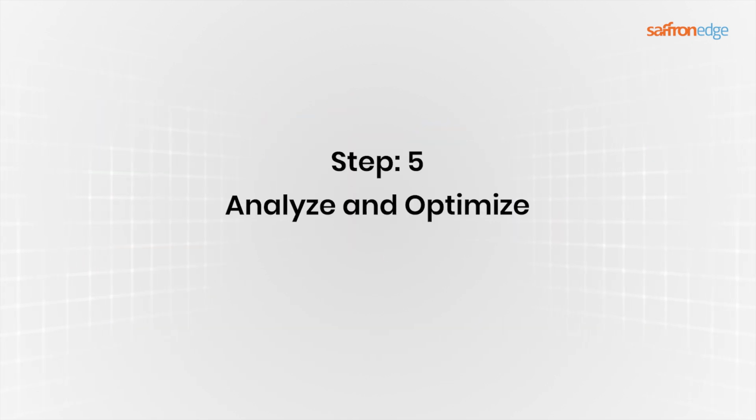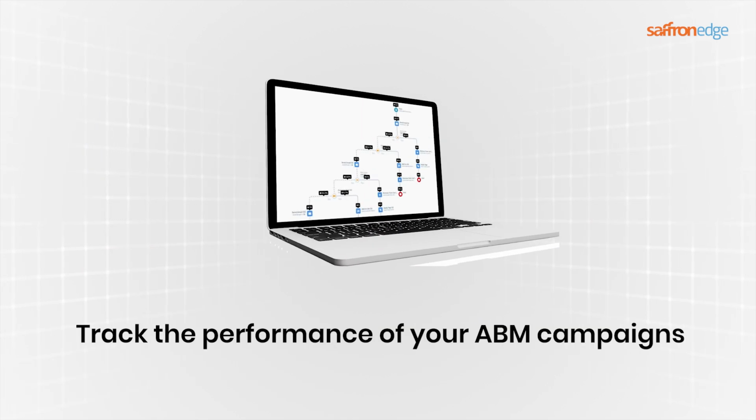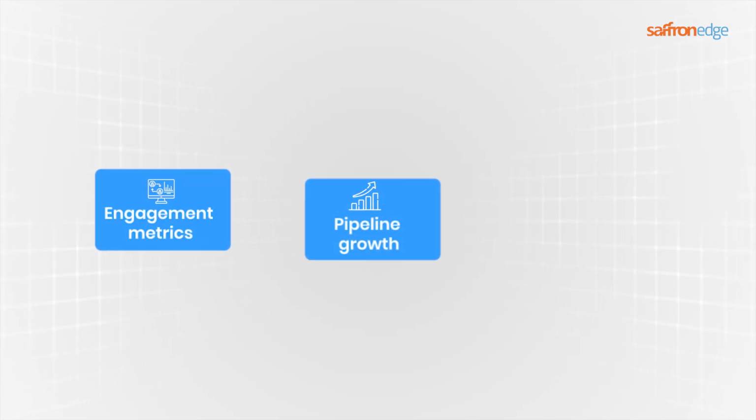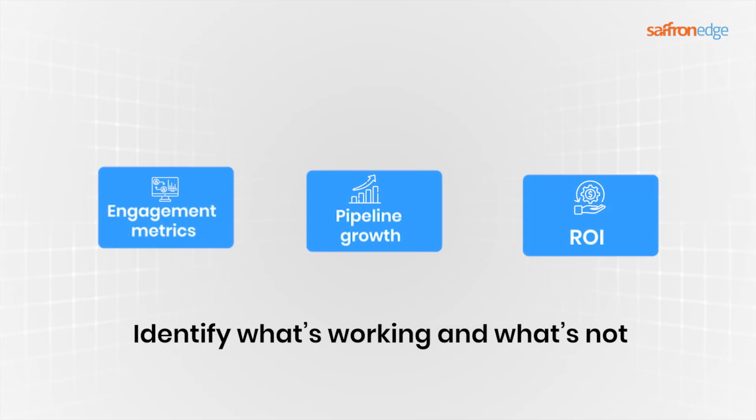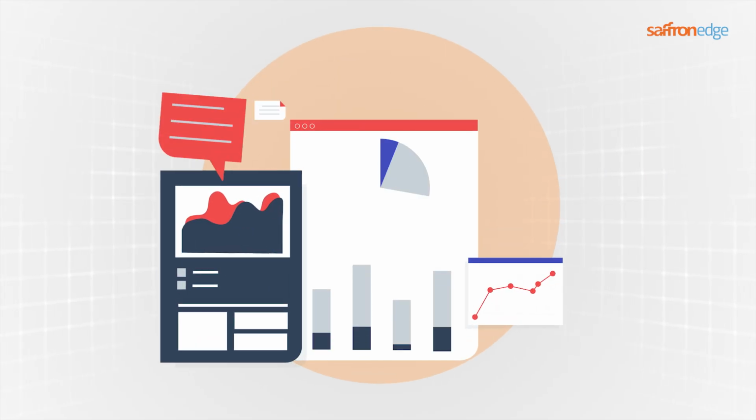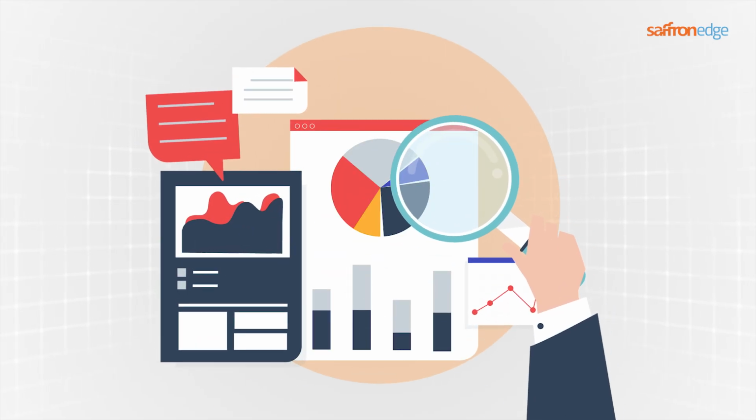Step 5. Analyze and optimize. Track the performance of your ABM campaigns. Measure engagement metrics, pipeline growth, and ROI to identify what's working and what's not. Continuous improvement ensures you stay ahead of the competition.